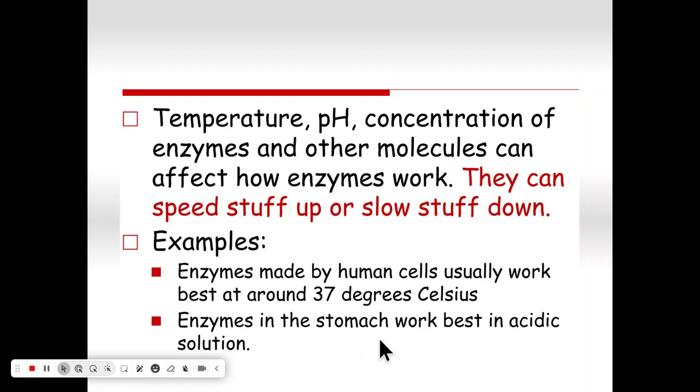Enzymes in the human cells usually work best around 37 degrees Celsius, or 98.6 degrees Fahrenheit. The enzymes in your stomach are designed to work in hydrochloric acid. They're not going to work in water. So your stomach is not made of water. Your stomach secretes hydrochloric acid, where these enzymes work the best.